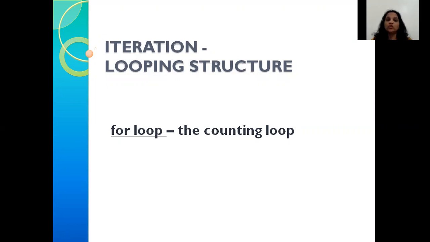Now, before I get into for loop, I would want to talk about iteration or looping structure. What does the word iteration mean? Iteration means repeating certain statements in your program a couple of times, maybe 5 times, 10 times, but a finite number of times. For example, if I want to print the message, hello everyone, 10 times, one way would be to write print hello everyone 10 times.